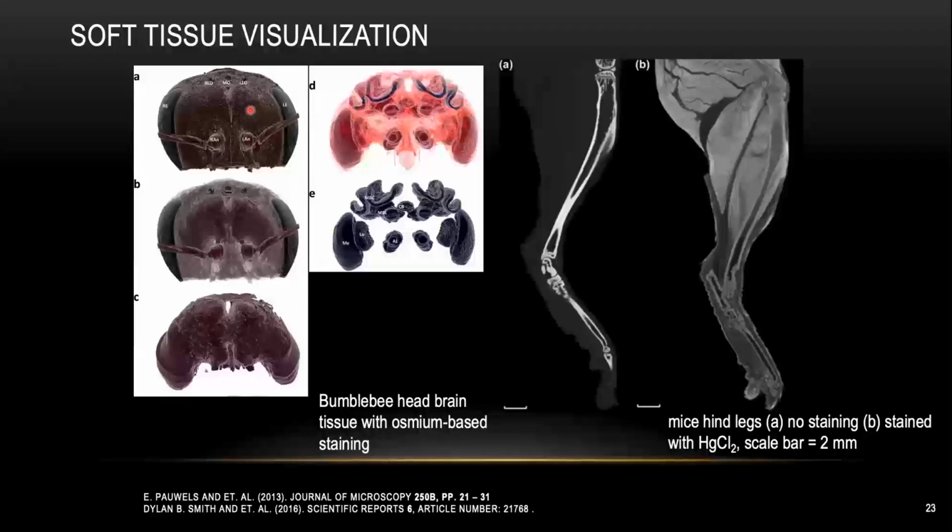So here I'm showing you two pictures from two different papers. The one on the left is contrast agent staining using osmium for a bumblebee head. What the researchers are trying to do is distinguish different sections inside the brain. After osmium staining, they are able to distinguish the different sections inside the brain. And the picture on the right is another research, on a piece of mouse leg. Now they are using mercury chloride for the staining.